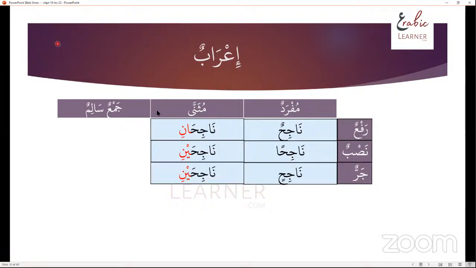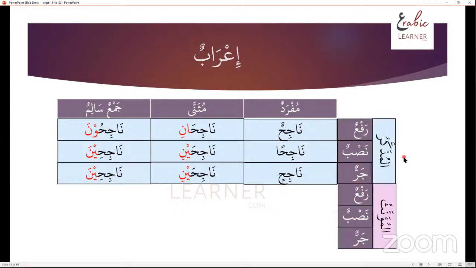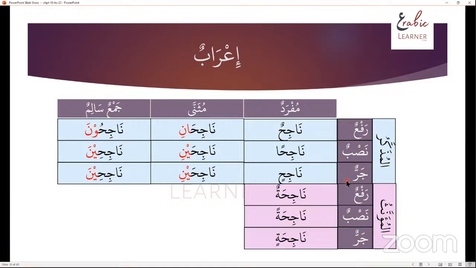Now the jama salim for this will be najihuna, najihina, najihina. The same thing if I want to make this muannas, I will just add ta marbuta to this. So it will become najihatun, najihatan, najihatin.